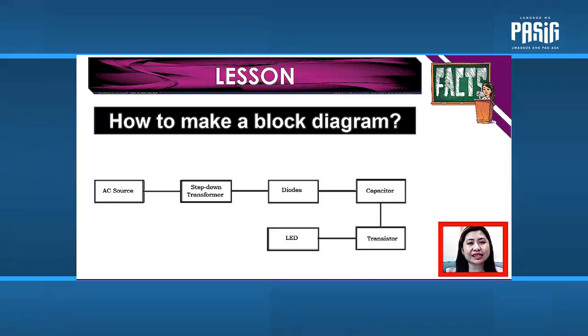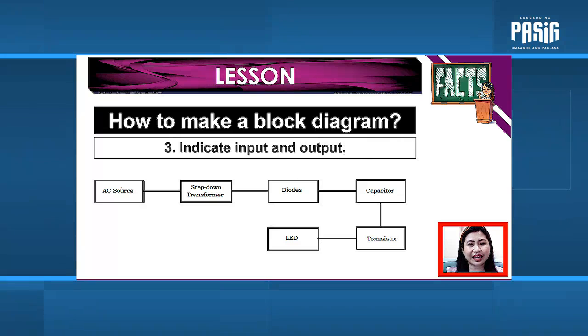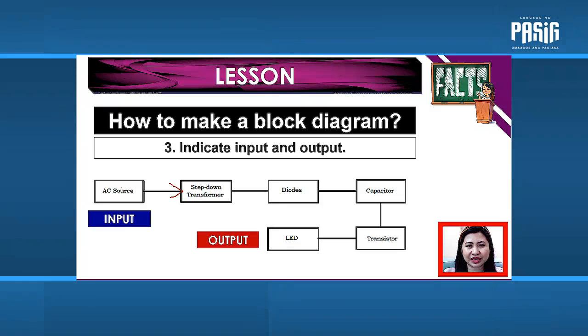And the third and last step is for you to indicate input and output. If your diagram has no arrows like this one, we use only lines. Then we have to identify where the process begins and where it ends by putting the words input and output. And that's how you make a block diagram.